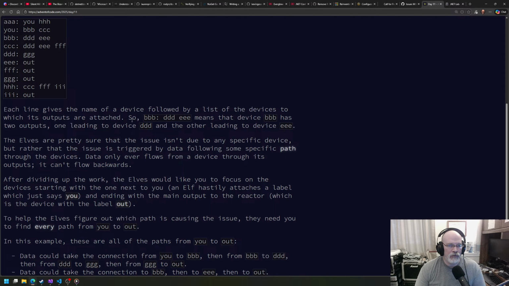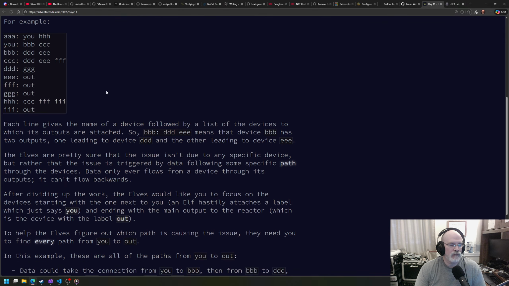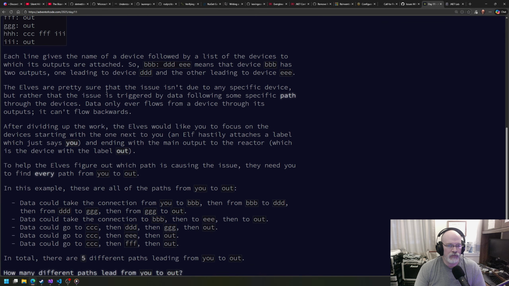After dividing up the work, the elves would like you to focus on the devices starting with the one next to you. An elf hastily attaches a label which just says you, and ending with the main output to the reactor, which is the device with the label out. To help the elves figure out which path is causing the issue, they need you to find every path from you to out. An example, these are all the paths from you to out. Data could take the connection from you to B, then B to D, D to G, and then G to out. B to E to out.